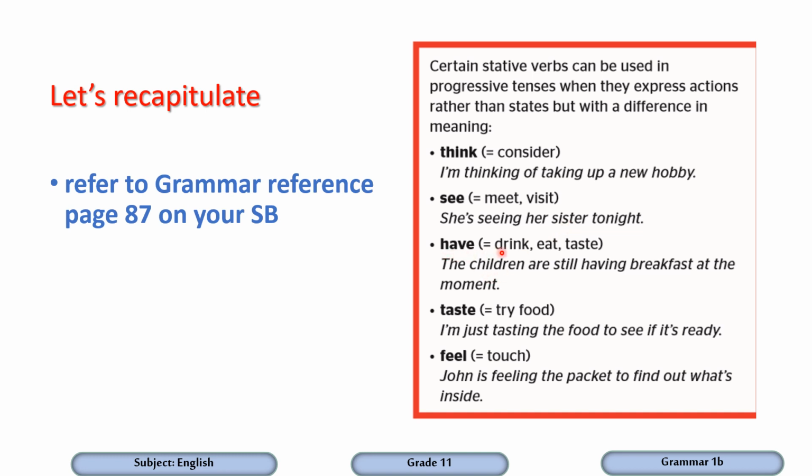Have when it means drink, eat or taste. The children are still having a breakfast, means are still eating, and this is an action. Taste when you try the food. So I'm just tasting the food to see if it's ready. You are trying something, you are trying the food, so it's an action. To feel when it means touch. John is feeling the packet to find out what's inside. He's touching. It's not he's feeling happy here. Okay? He's feeling the packet.